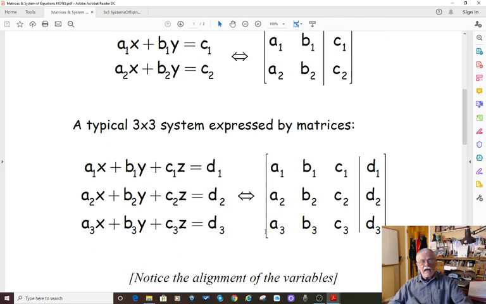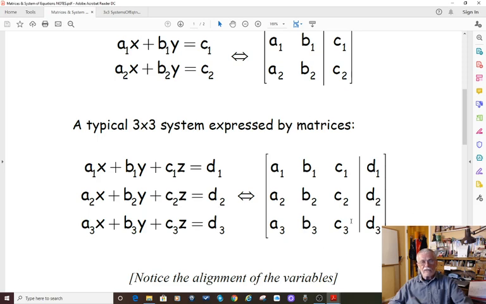Same thing happens for a typical 3 by 3. 3 rows and 3 columns. So basically, as long as everything is lined up, that's very important. You've got the x's, the y's, the z's, the equals are lined up as well, and the constants are lined up.